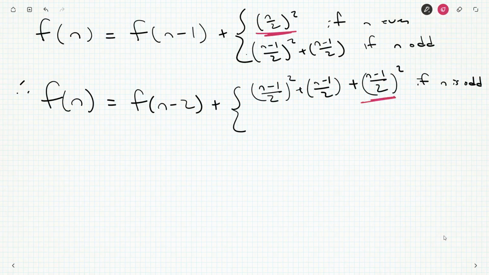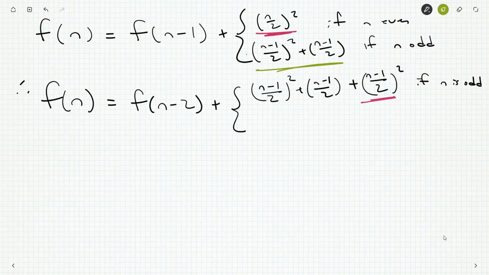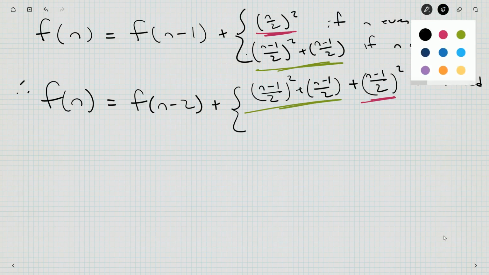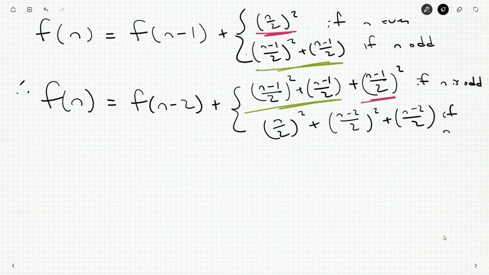So this is coming from the n minus 1 is even. And this is coming from the n is odd part. Or if n started off even, then you'll have n over 2 squared plus n minus 2 over 2 squared plus n minus 2 over 2, if n is even. So there's coming from the even part, and there's coming from n minus 1 is odd. So we would subtract 1 as well.